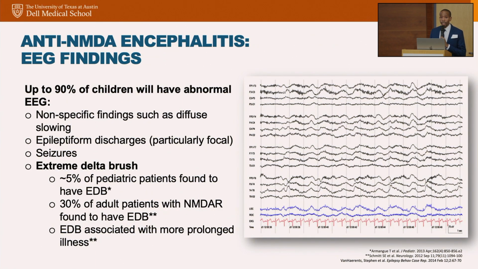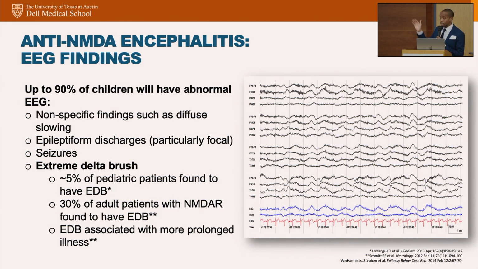EEG is another really important tool to utilize. The majority of these kids will have abnormalities on their EEG. You can have some nonspecific findings, but more commonly you'll see epileptiform discharges or seizures. Occasionally you'll find extreme delta brush, which is uncommon in kids, a little bit more common in adults. But if you do see extreme delta brush, that is usually associated with a more prolonged illness.